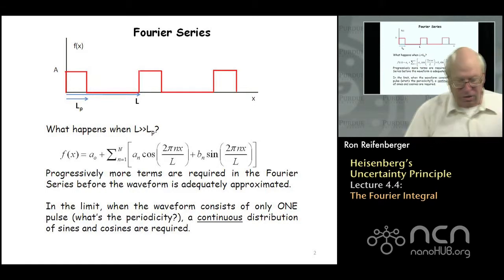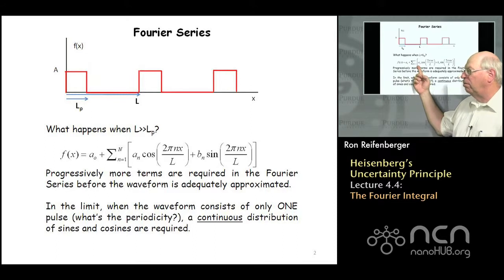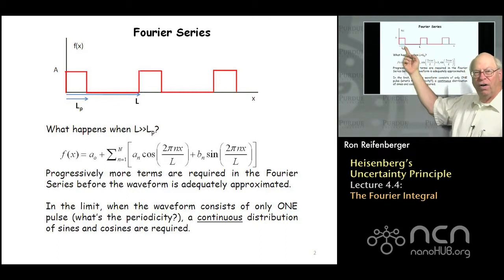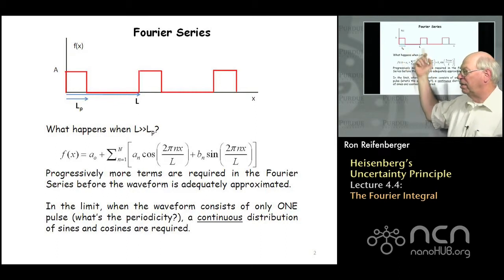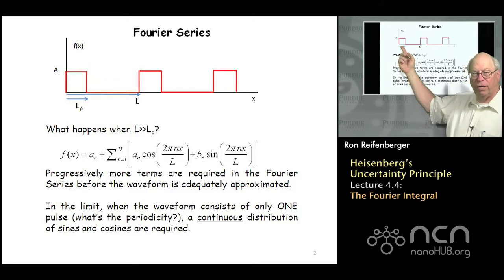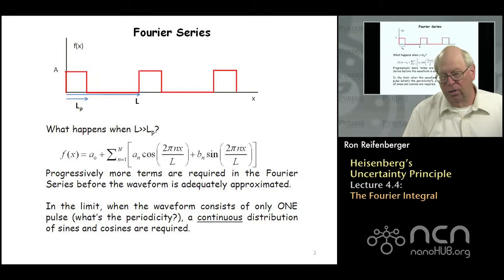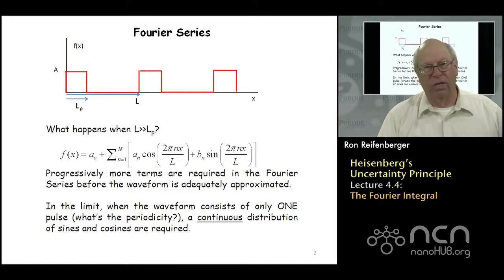Well, the implications are that we need more and more terms progressively. We'll need more and more terms in this Fourier series to represent this function as the periodicity of this wave function increases. And in the limit, when capital L goes to infinity and there's only one pulse localized at a particular point in space, we're going to need the continuous distributions of sines and cosines.